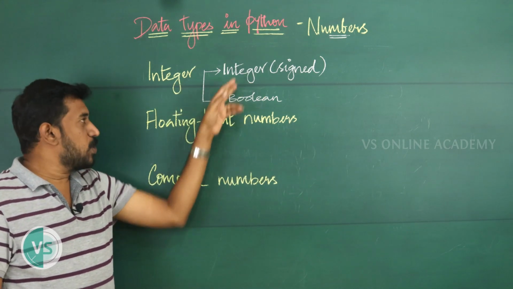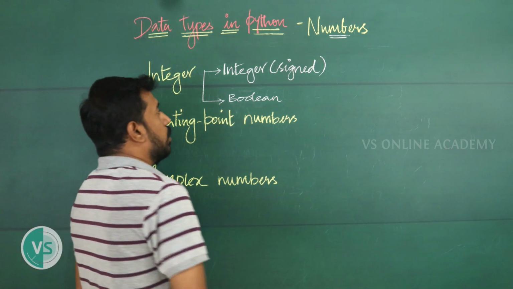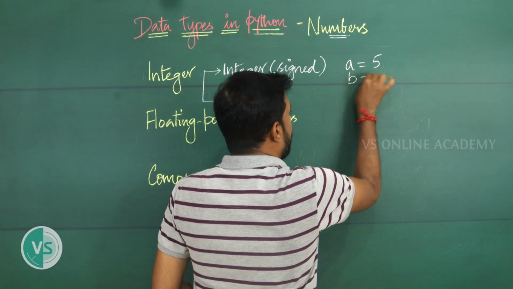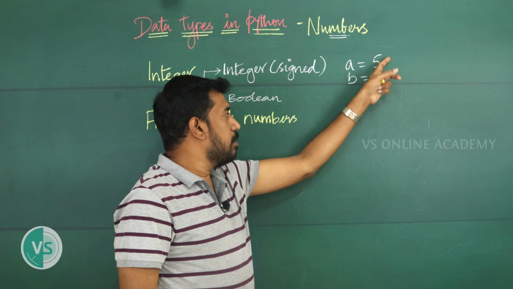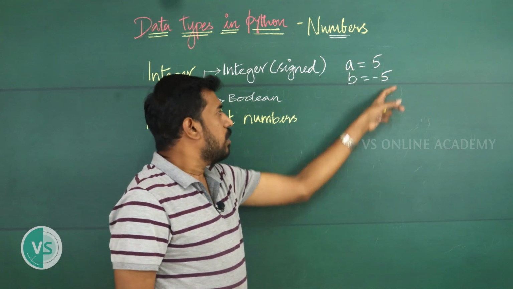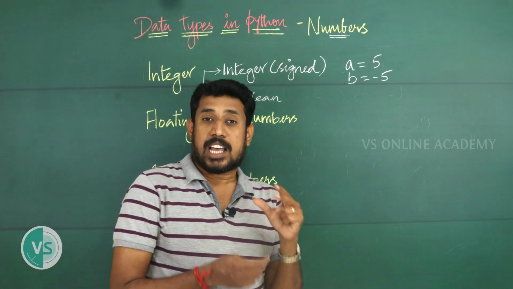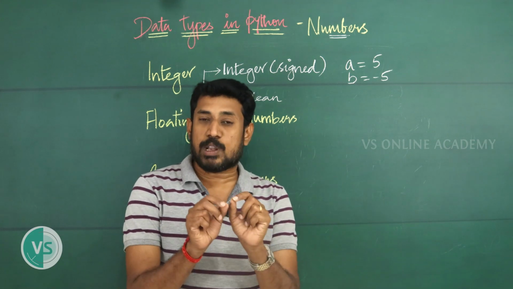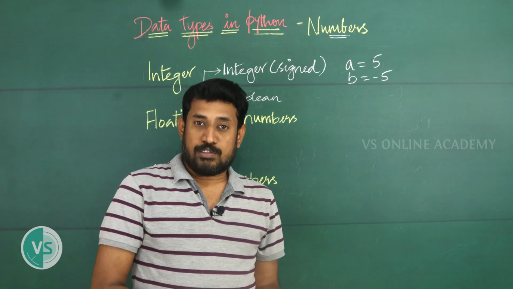Look here, integer also has two separate parts. One is signed integer, another one is boolean. Let me explain the signed integer with an example. Say a is equal to 5 and b is equal to minus 5. Look at these two examples. The number 5 will be assigned to the variable a and the number minus 5 will be assigned to the variable b. Both are numbers, and make sure that both are integer values. Simply, what is meant by integer? It's a whole number. This integer doesn't have any fractional value. That means no decimal points should be present here, and it can be both negative or positive.